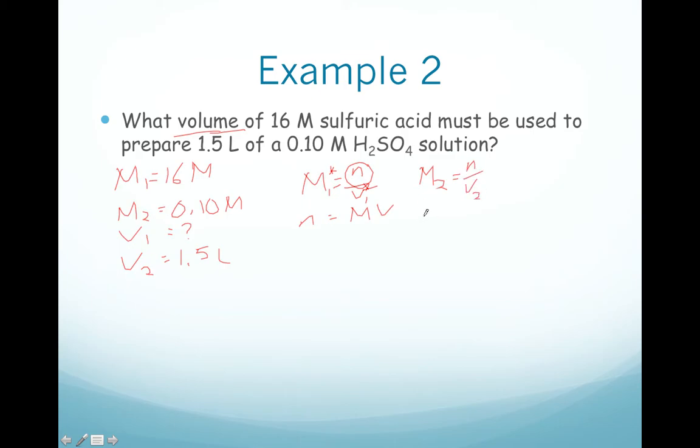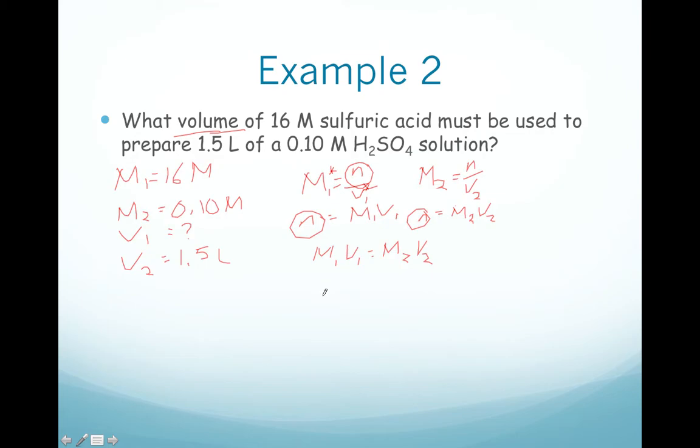And so I can solve this one, and I can get n equals M2 times V2. This makes dilutions really simple. Your molarity, I can take both of these, and because they're both equal to n, I can set them equal to each other. So I can get M1 times V1 equals M2 times V2. And then I can just plug in numbers and cross multiply and solve, or divide and solve.